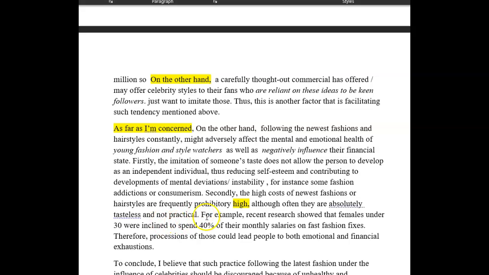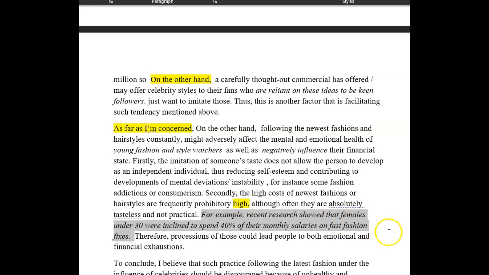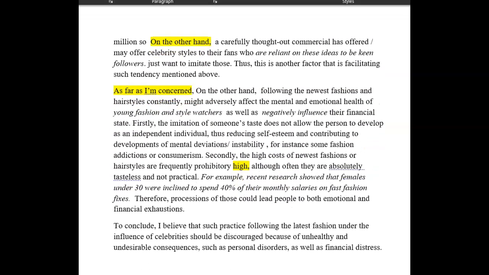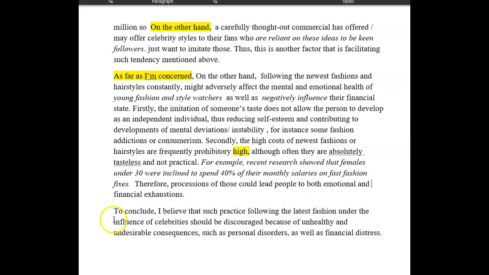Remember, go back to the template if you can't remember it, just to get this coherence, get the right order in here. Therefore, possessions, yeah, good. Exhaustion, just that you don't need S on there. Here we go. I believe that such practice following the should be discouraged. Absolutely. Such as well as find not distress. Good, strong conclusion. Well done in there.